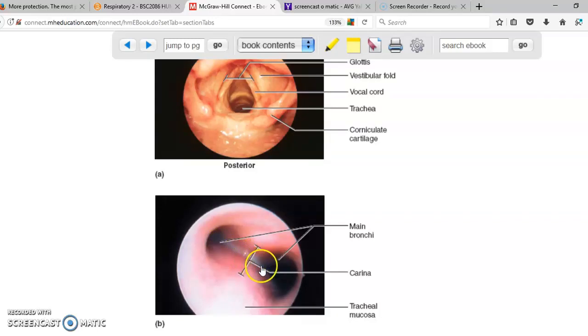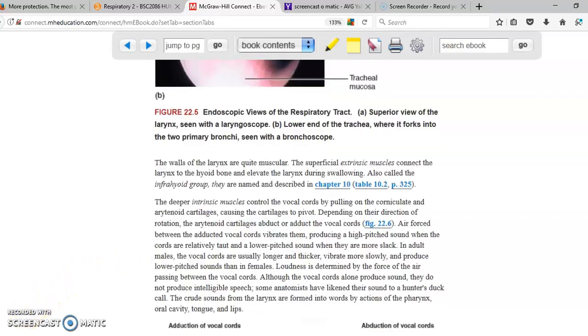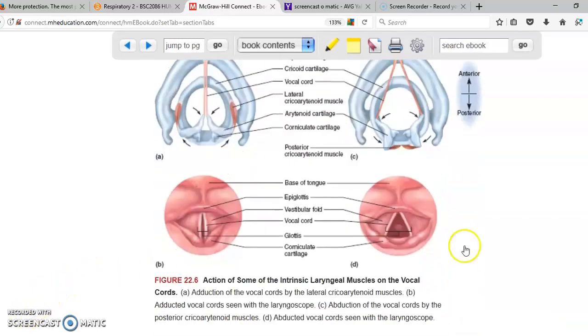So we have 2 bronchi because we have 2 lungs. If we keep scrolling down, right here you have what I was telling you. The muscles will move the cartilage. The cartilage will adjust the aperture of the vocal cords, and that adjustment will allow us to produce different sounds.